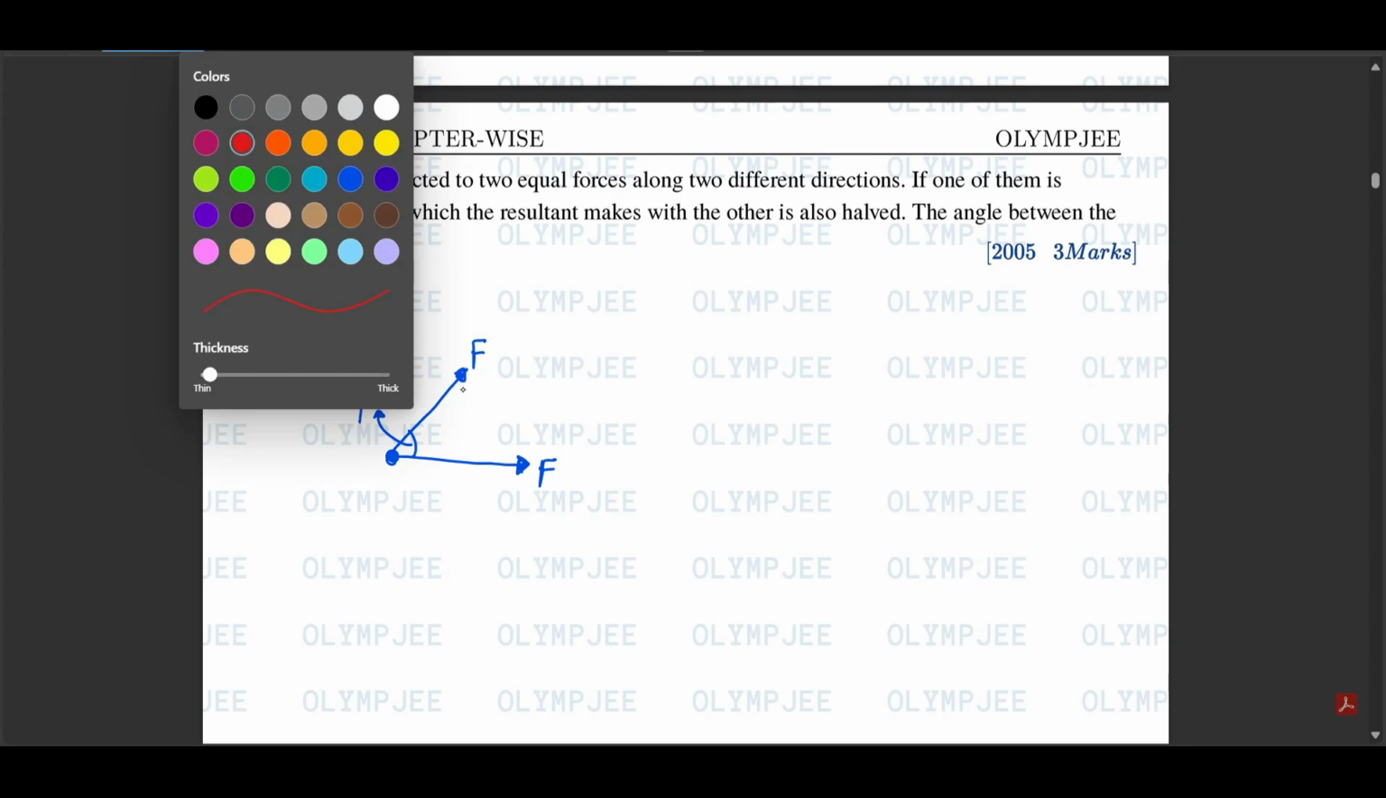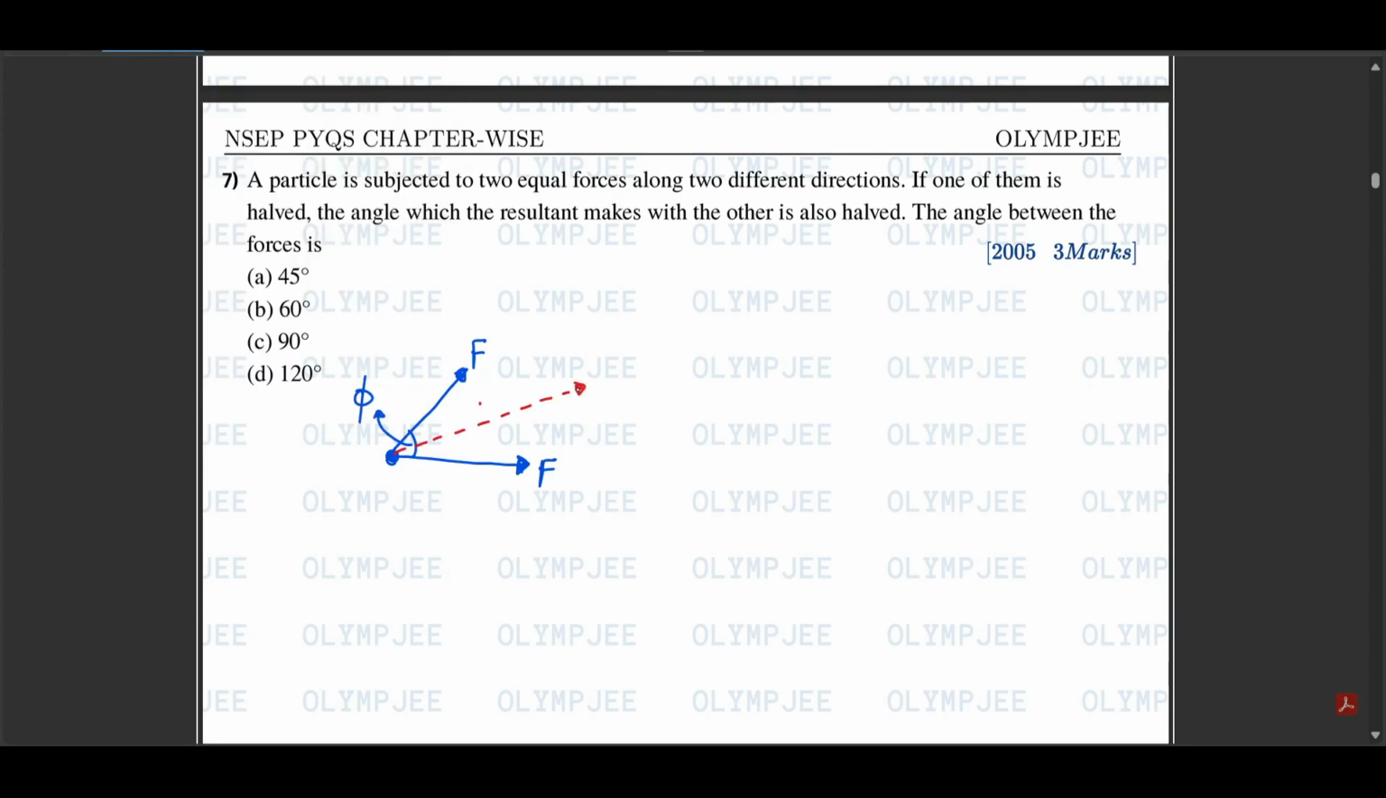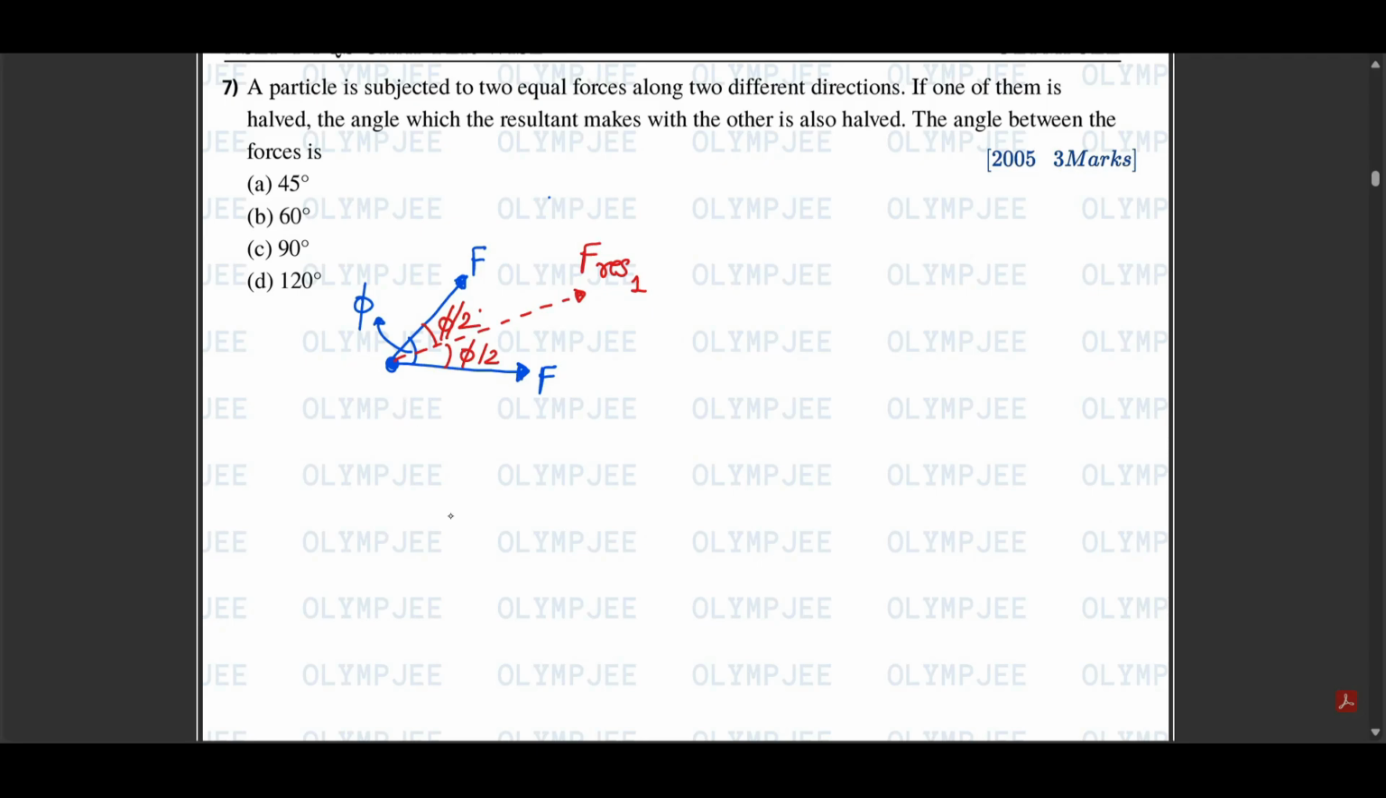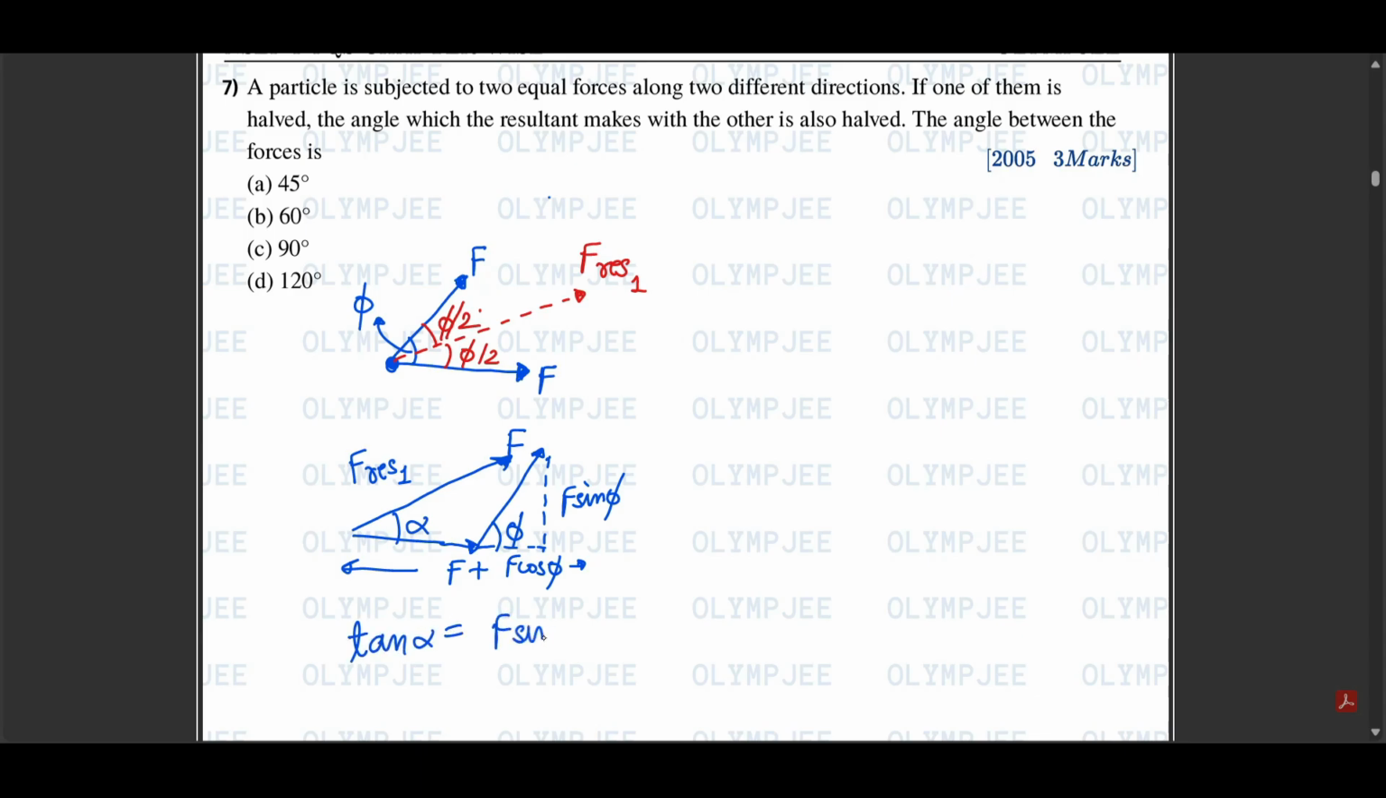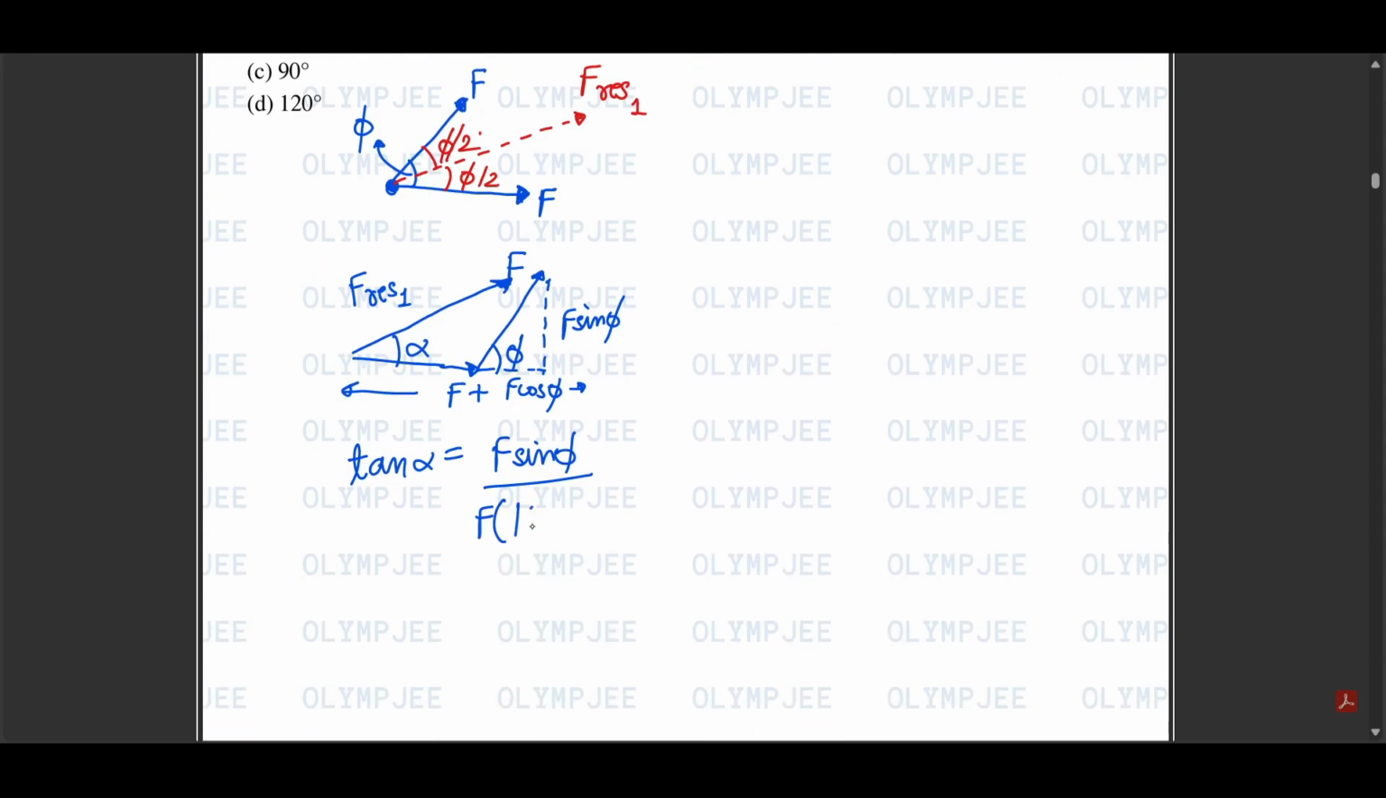So we know that the resultant will be acting in this direction and it will be making phi by 2 angle and phi by 2 angle. This is true because if we draw it like this, then this is phi and this will be the summation, right? By triangle of addition, this will be the f resultant and this will be f sin phi and this will be f cos phi. So this entire length will be the addition of these two terms. And if this is alpha, then tan alpha will be f sin phi by f plus f cos phi.